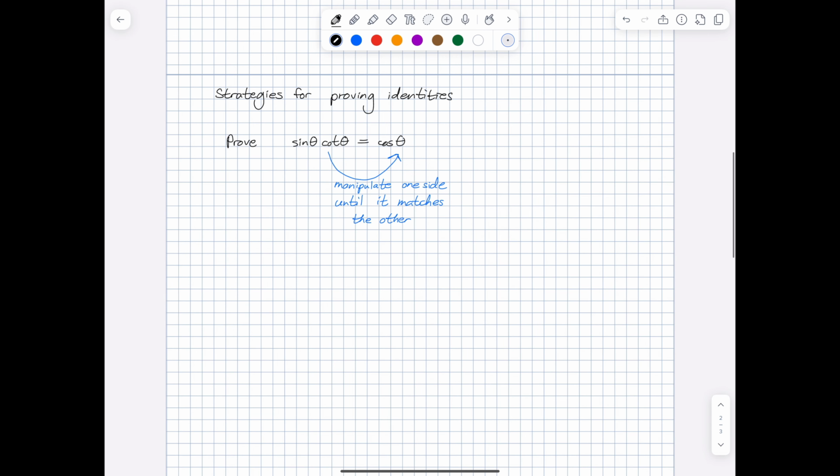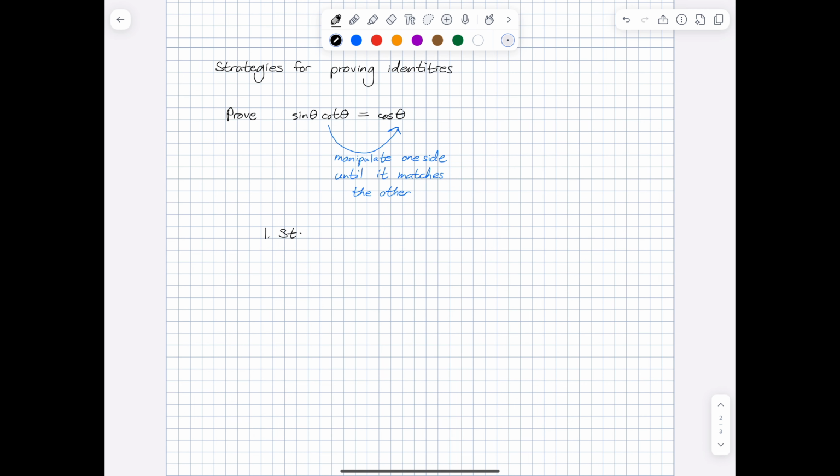But the first strategy is going to be start with the more complicated side, because it's usually pretty easy to simplify, but it's much, much harder to make something more complicated. So we're going to start with the complicated side.